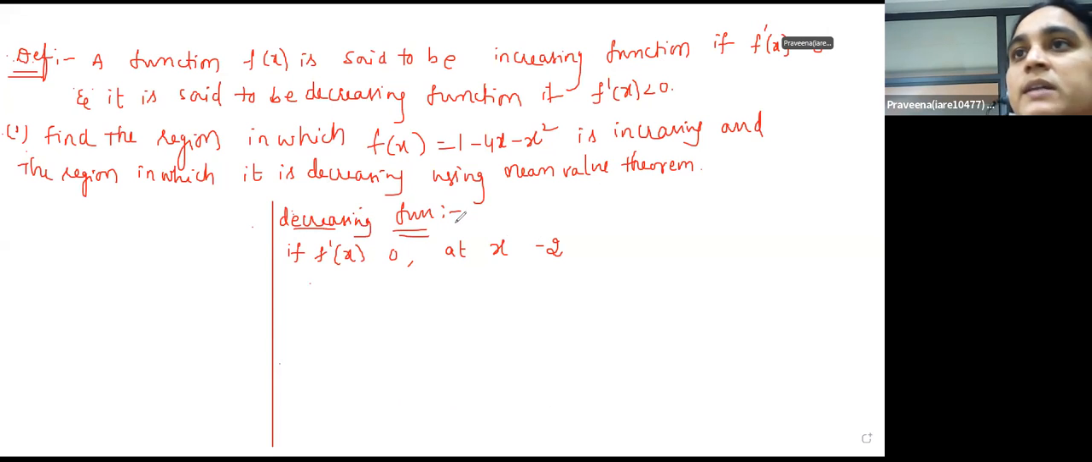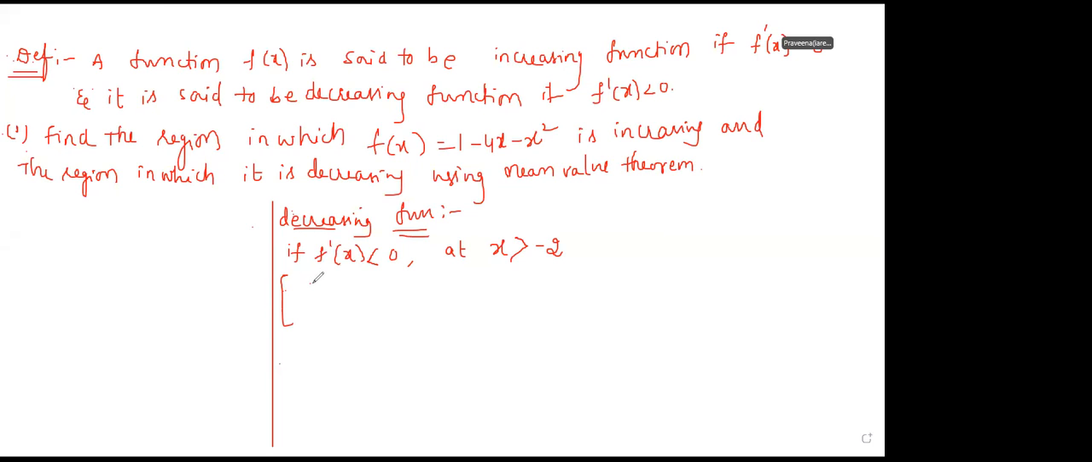How we get the decreasing function: according to the definition, if f dash of x is less than 0. Maybe at x greater than minus 2, why? Because for the increasing function, x less than minus 2 values existed, that means the decreasing function exists at x greater than minus 2, if f dash of x is less than 0. Now I'll check with one example of x greater than minus 2. What are the values greater than minus 2? Tell me. Greater than minus 2 means minus 1, 0.